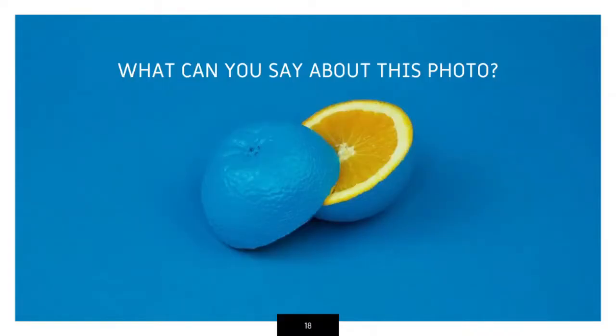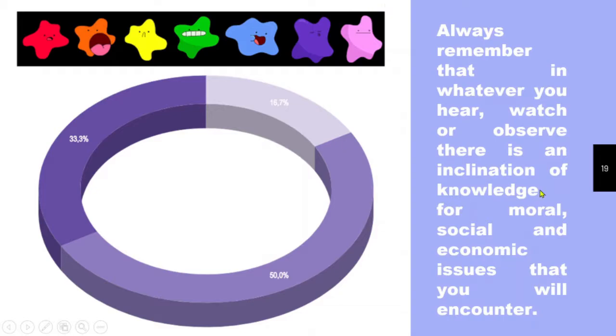At this very moment, what can you say about this photo? Correct. The thing that you see is not what you get. The things that we see are not the actual things that we expect or the actual things that it should have been. So remember, in whatever you hear, watch, or observe, there is an inclination of knowledge for moral, social, and economic issues that will help you to be a good person in the future.